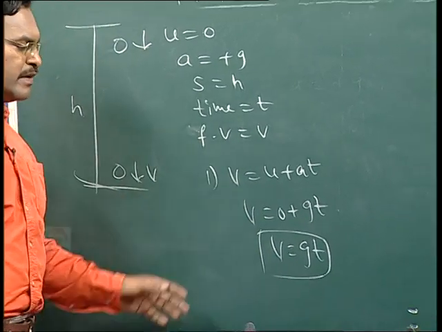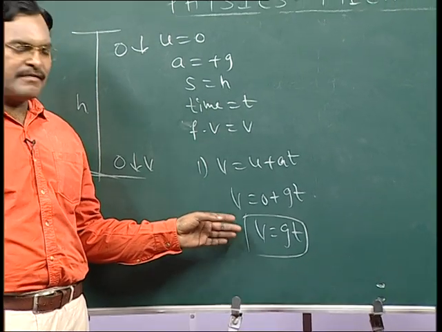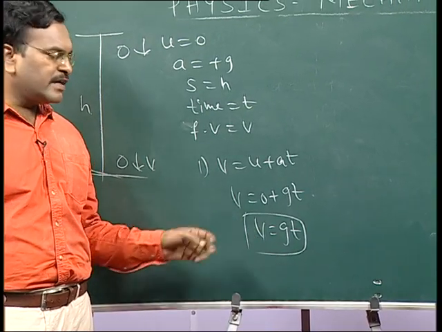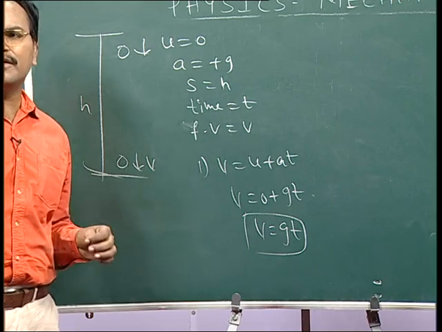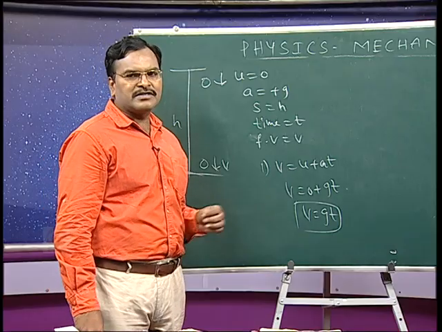So, for a freely falling body, as t increases, velocity increases, since g is constant. As time increases, that is, if the time taken by a body to reach the ground increases, velocity increases.